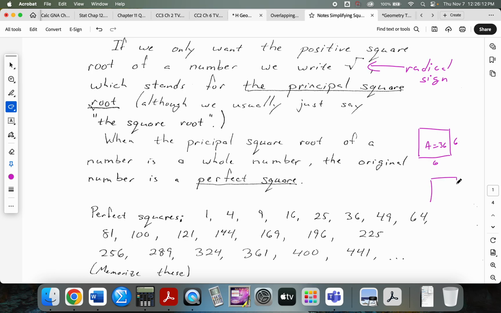If you make a square with an area of 20, its sides aren't going to be whole numbers, so it's not a perfect square. That's why those numbers are called perfect squares. You should memorize some perfect squares. I don't know how many you know, but it may not be enough. I would suggest at the very least you know through 16 squared, which is 256.